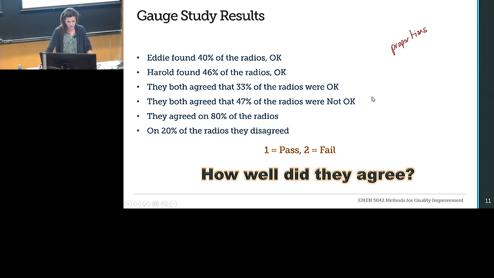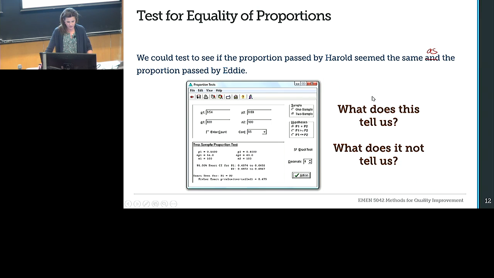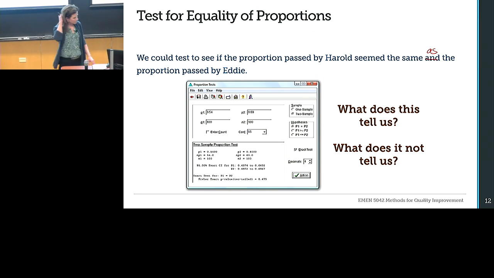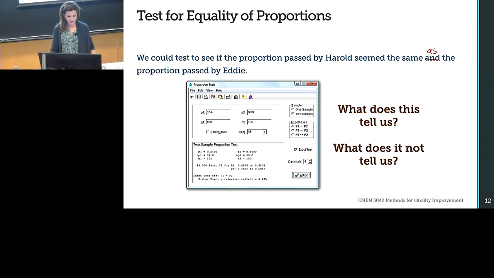54%. I'm not sure where they're getting all of this information. Oh, this is the marginals. Okay. So we're looking at marginal data here, and I'll explain what that actually means. But they're looking at, okay, this is the proportion passed by both Eddie and Harold. So here's Eddie, here's Harold, and what do I see for my test for significance? Are they different?